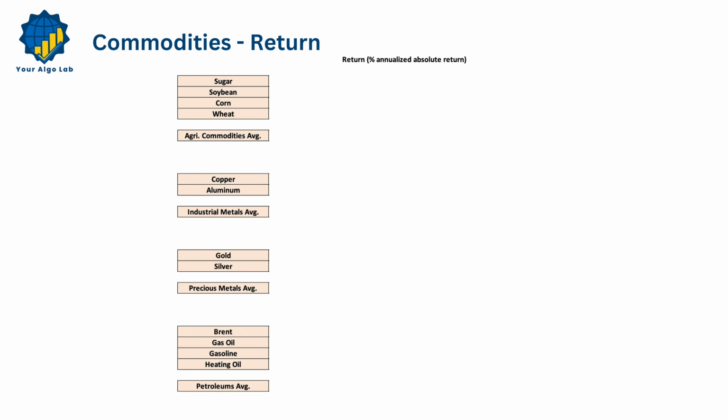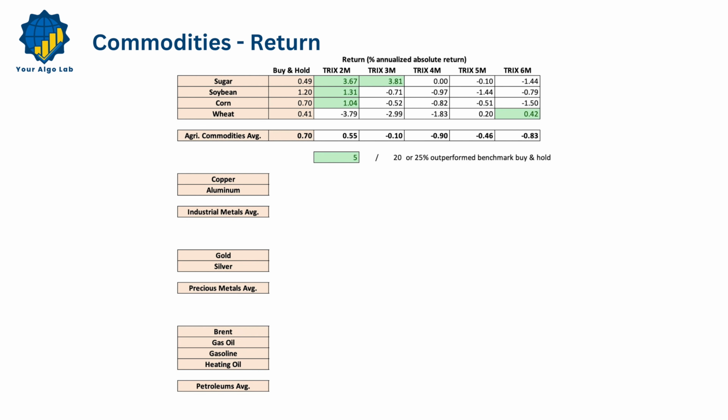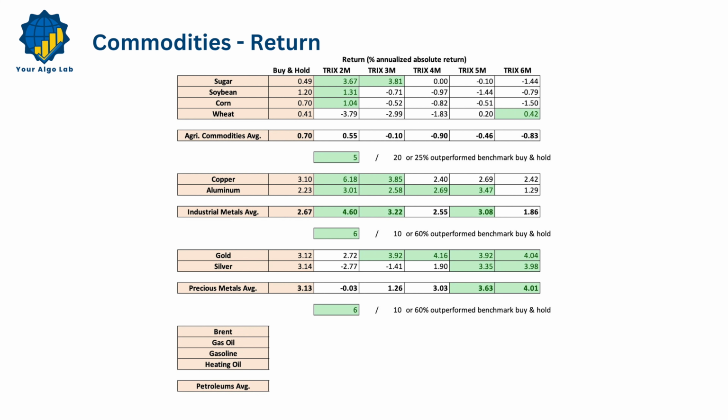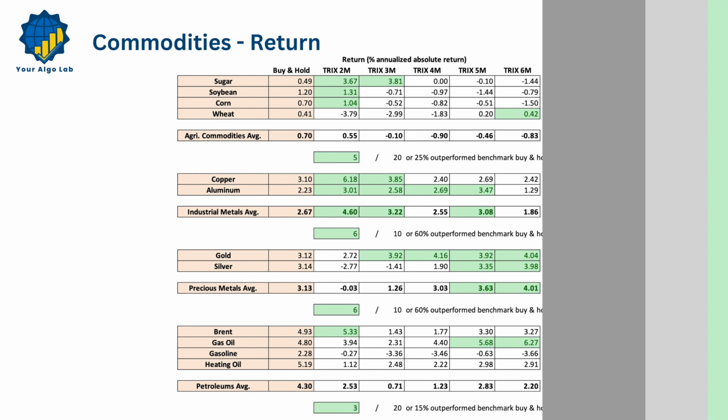Let's start with returns. 25% of the TRIX strategies outperformed in agricultural commodities, with the outperformance mostly clustered around the 2-month TRIX. For industrial metals, 60% of the strategies outperformed, with similar clustering near the 2-month TRIX. In precious metals, 60% of the strategies outperformed. This is by far the best strategy on precious metals. In petroleum products, however, only 15% outperformed.